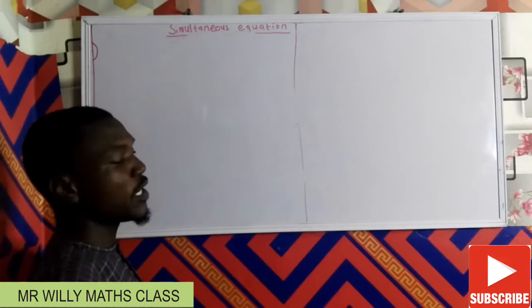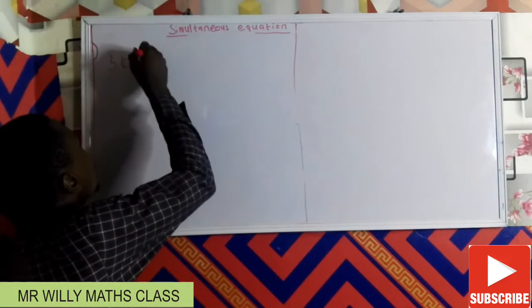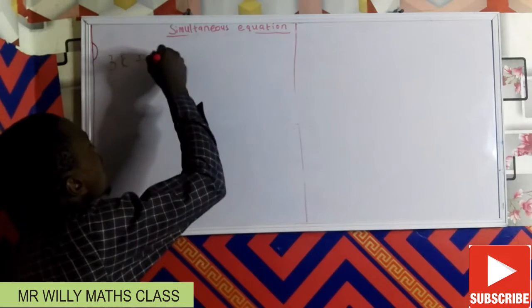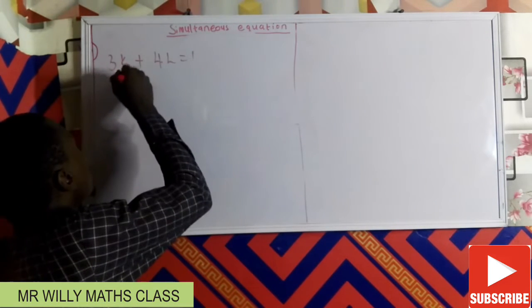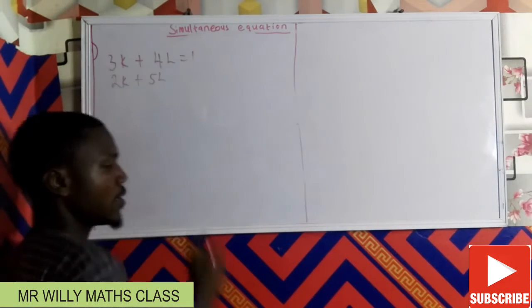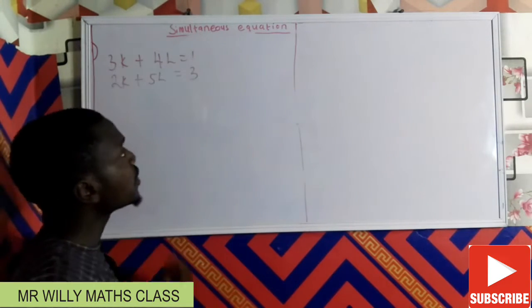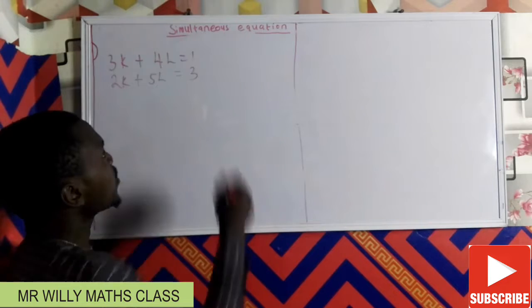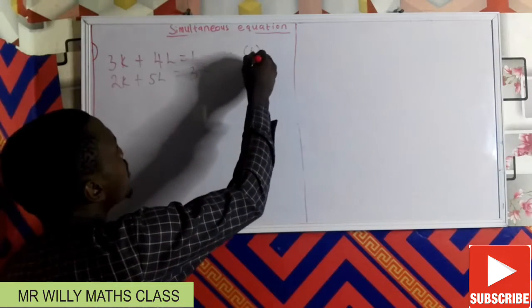Okay, let's move on to the last question for today's class. You're having 3k plus 4l equals to 1, and you have 2k plus 5l equals to 3. Now for this question, we are making use of the elimination method. This is our equation 1. This is our equation 2.